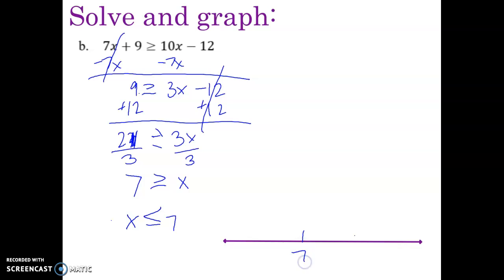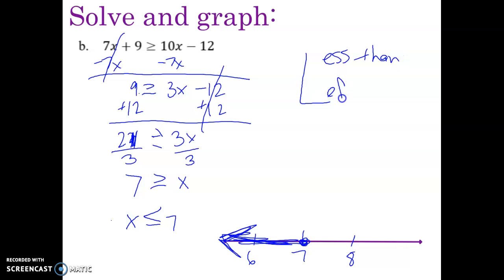All right, let's put that on our number line. I'll put some values on either side of 7. All right, this time 7 is included. You see the equal to right there? 7 is part of the solution, so I'll put a closed-in circle. And less than, the numbers that are smaller than 7 are going to go this way. A helpful thing to remember is that less than goes left. All right, so you might want to put that on your paper as well. Less than goes to the left.